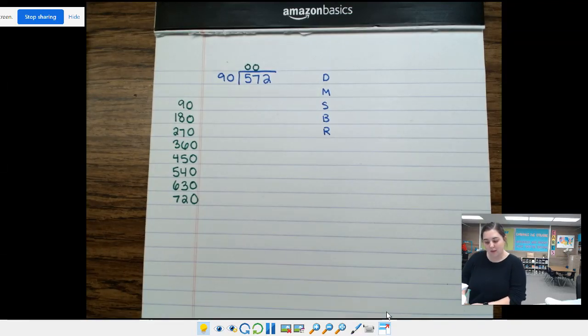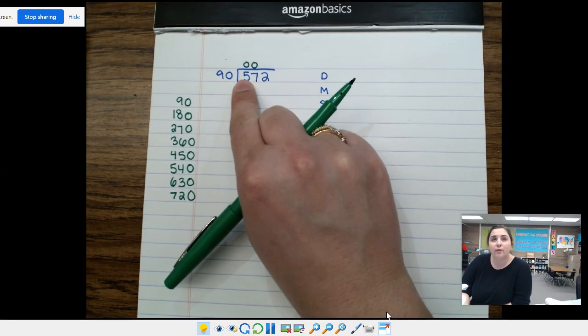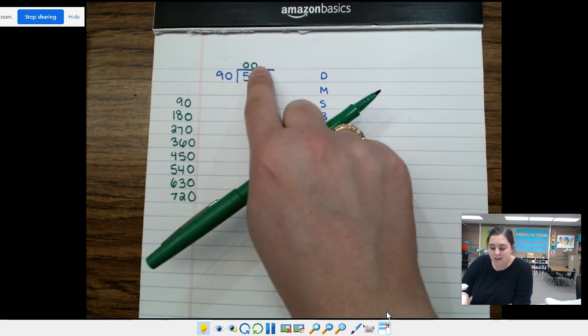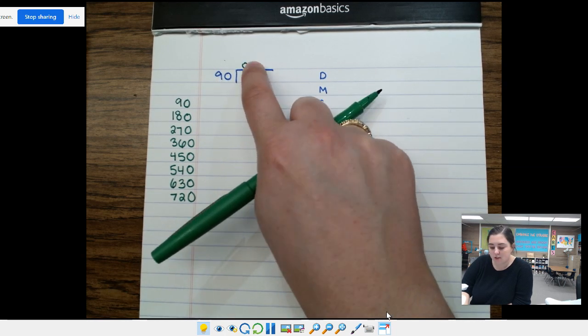Are you ready to check? So I already did this solving if you weren't here for it. So I said 90 cannot go into 5. There are 0 groups of 90.